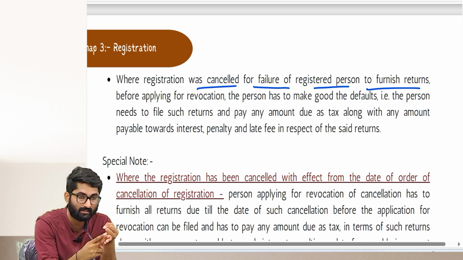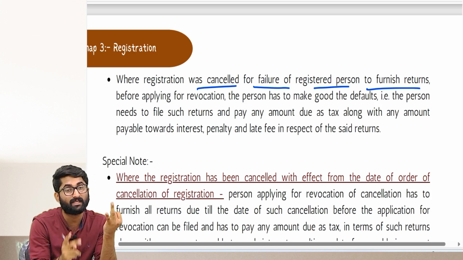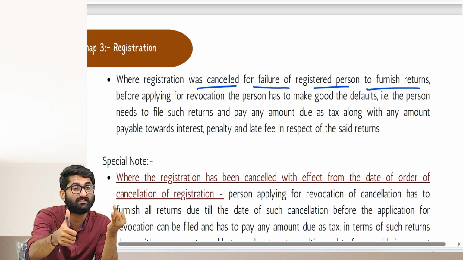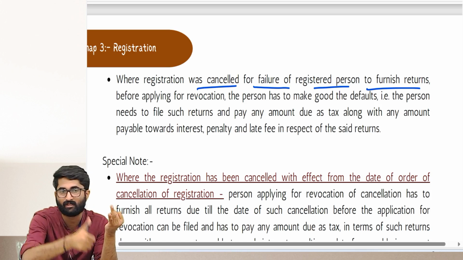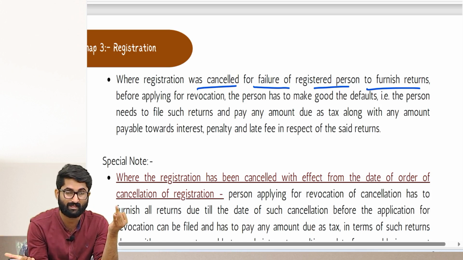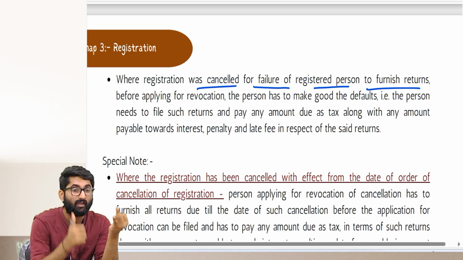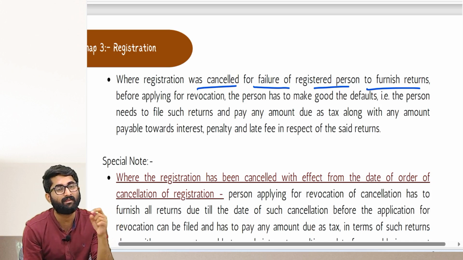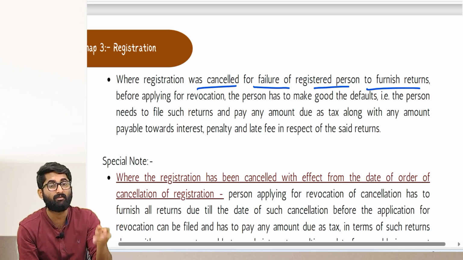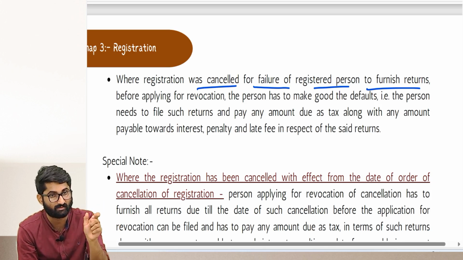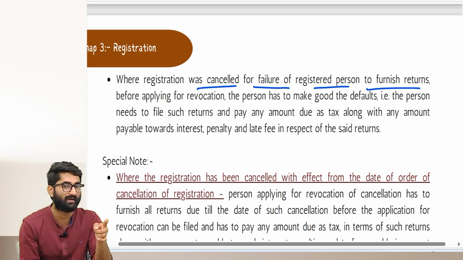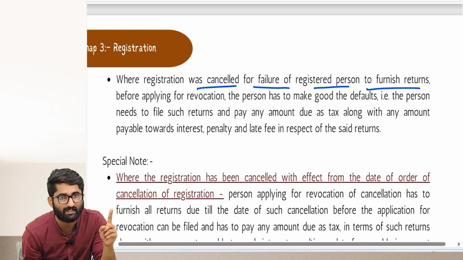If you are a regular registered person under the non-QRMP scheme, and you have not filed the return for 6 consecutive months, then your registration will be cancelled. Next, if you are a composition taxpayer and you have not filed the return within 3 months from the due date of filing, that is 30th of April, then your registration is liable to be cancelled.